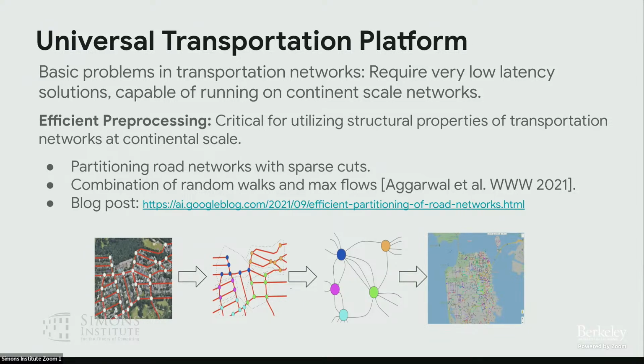And for that, we need to be able to do a lot of pre-processing that we're allowed, so that at runtime, the queries become fast and the state becomes manageable, okay? One of the things that one of the team members worked on is partitioning these networks. And then we actually had to use some clever combinations of random walks and max flows to produce some very nice balanced separators for these networks, okay?